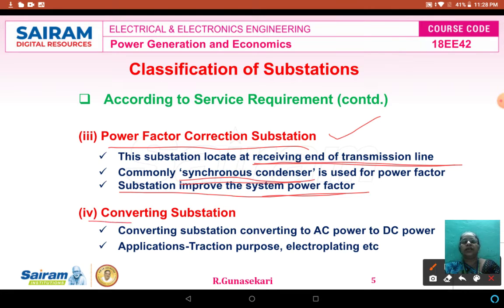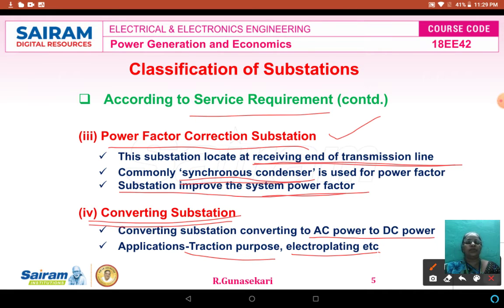The next is the converting substation. As the name itself says, it converts AC power to DC power or DC to AC. Another use is traction purpose and electroplating purpose. Electroplating means coating, and for traction there are electric locomotive trains, no? So there we use converting substations. This comes under service requirement only.